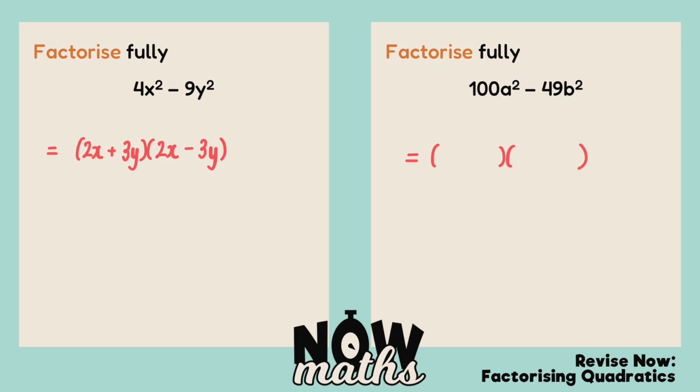So the square root of 100a squared is 10a since 10a multiplied by 10a is 100a squared. Then the square root of 49b squared is 7b, since 7b multiplied by 7b is 49b squared. And given that we need our 7b's to multiply to give negative 49b squared, one of them will need to be positive and the other negative. And this is our fully factorised difference of 2 squares.